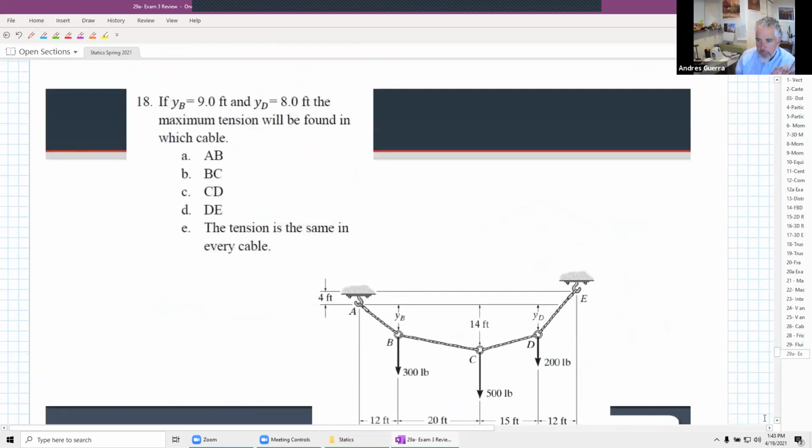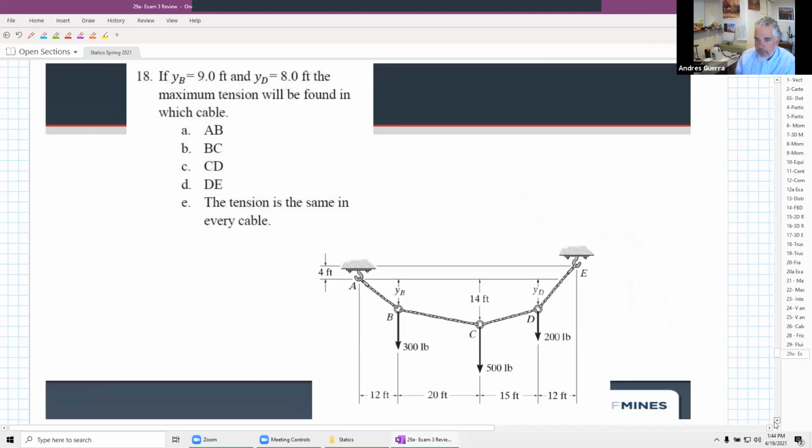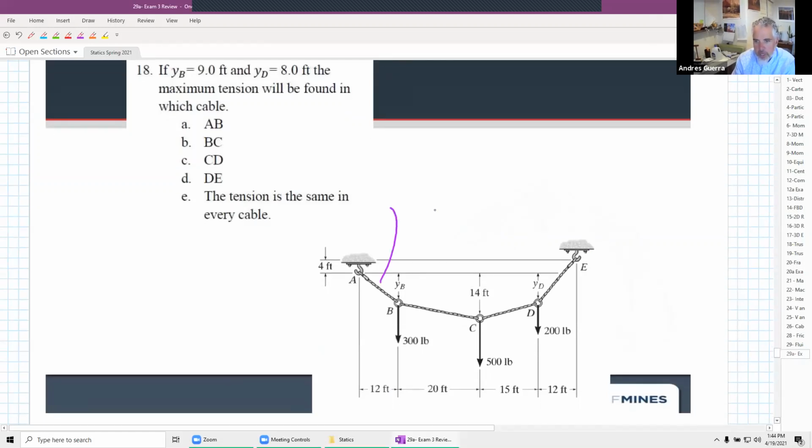Number 18. In this one, they say if YB is 9 and YD is 8, the maximum tension will be found in which cable? Maximum tension is always going to be in one of the end segments. It can never be in the interior segment, because the steeper segments are always going to be on the ends. They can never be in the middle.